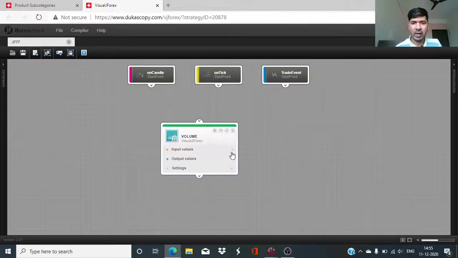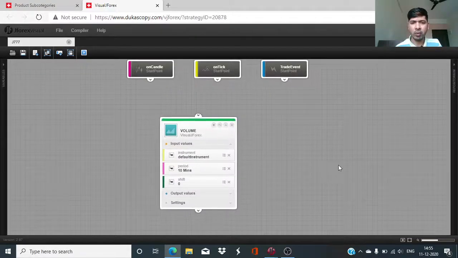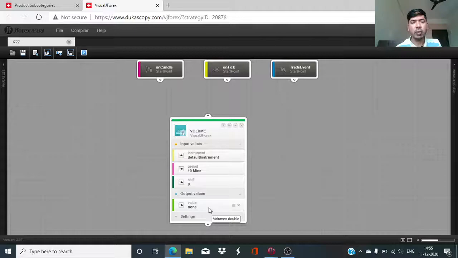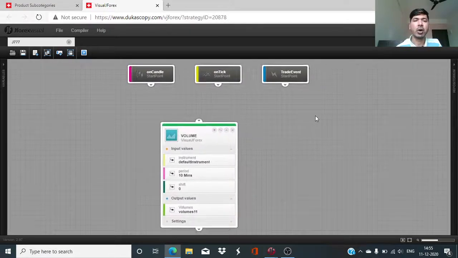Here you will find this volume indicator block for which we have to customize these three input parameters. Depending on that, you will have the output value. Then the output value can be utilized to set the conditions for the execution of the trades. And this is always up to us. We have to find out the possible profitable combination and then go for it.